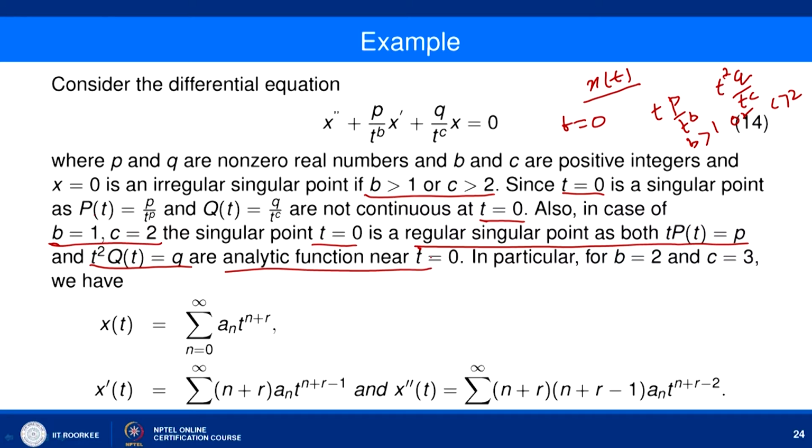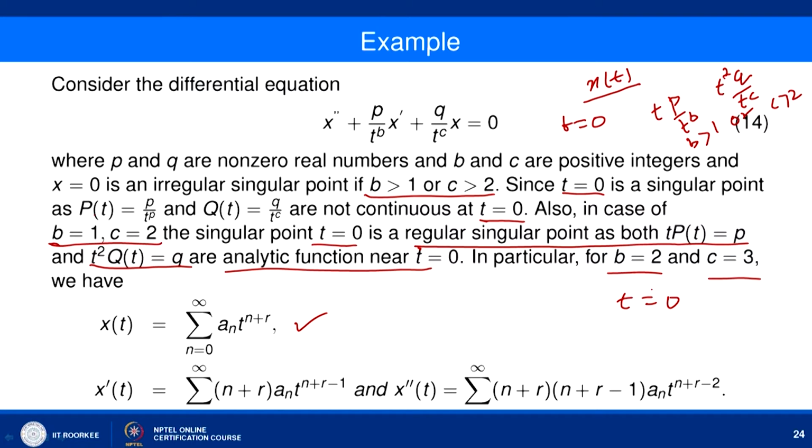But in particular, if we take any value for b greater than 1, let us say b equal to 2 and c equal to 3, we try to show what happens in this case. Let us assume that the solution is a Frobenius series, x of t equal to summation n equal to 0 to infinity a n t to the power n plus r. Let us see whether this solution will work for this equation or not. We already know that for b equal to 2 and c equal to 3, t equal to 0 is not a regular singular point.